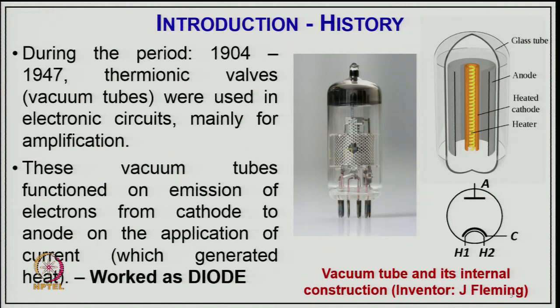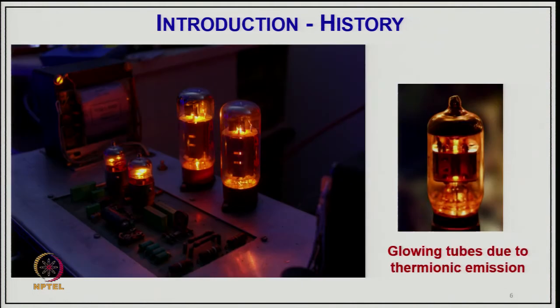in electronic circuits mainly for amplification. These vacuum tubes function on emission of electrons from the cathode to the anode on application of current, which generated heat, and they work like a diode, which we call it today. We discussed this already, the vacuum tube and its internal junction. This was invented by J. Fleming. That is the basic operation, and one of the applications is a glowing tube due to the thermal emission.